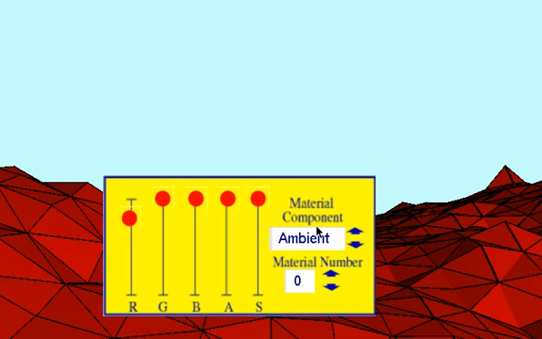OpenGL has different components to both the lights and the material reflectances. Ambient they refer to as light coming from all round. Diffuse is what I would call the direct light.